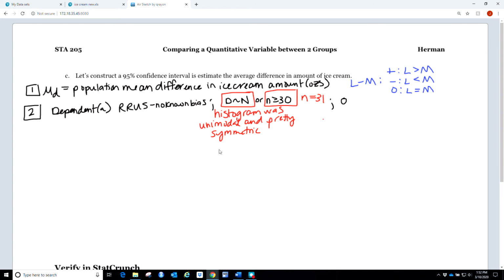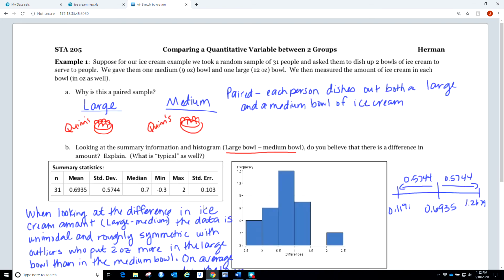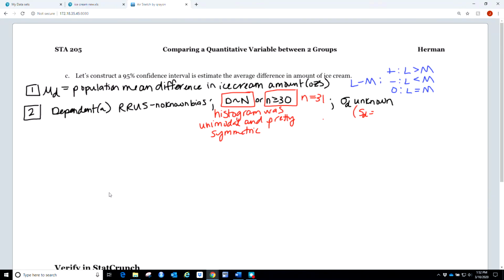And then finally, that population standard deviation of the differences is going to be unknown. We do actually have the sample standard deviation of the differences. That is what this sample standard deviation is that was given to us here. So that's going to be that 0.5744 is this SD.